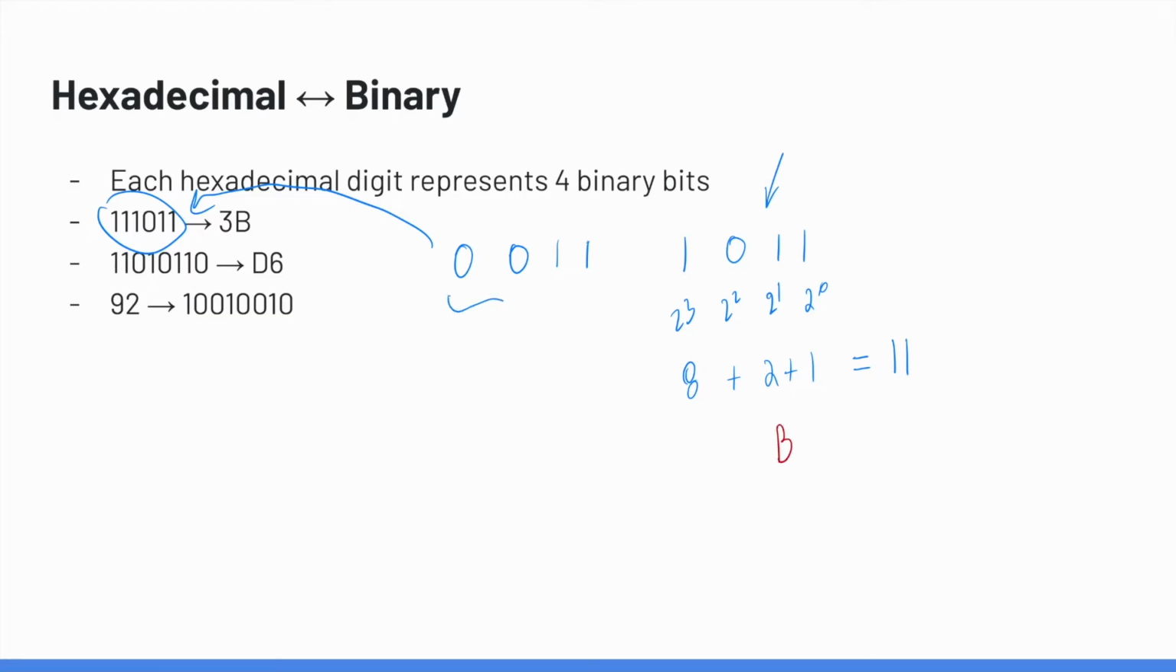If you look at this one right here, 2 to the power of 0, 2 to the power of 1, that's just going to be 2 plus 1, which equals 3. So our representative hexadecimal value is just going to be 3B. Now, this might seem a little too simple, so let's take a look at another example.